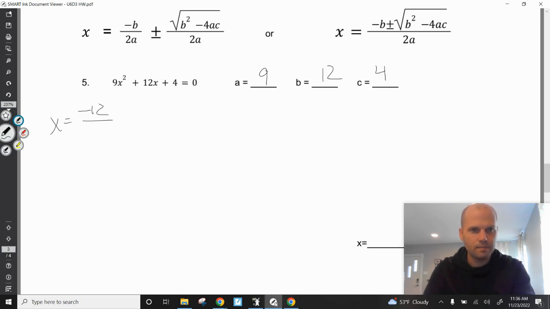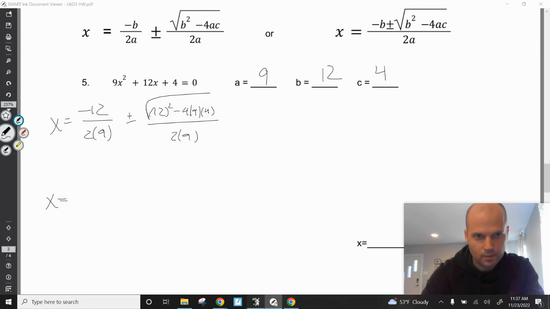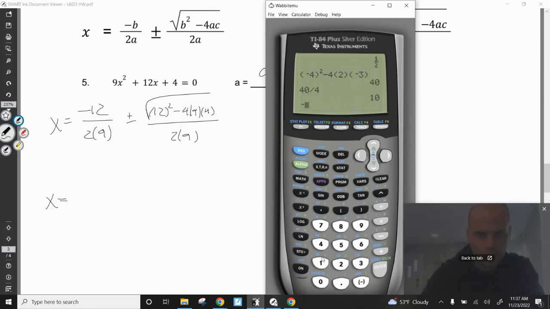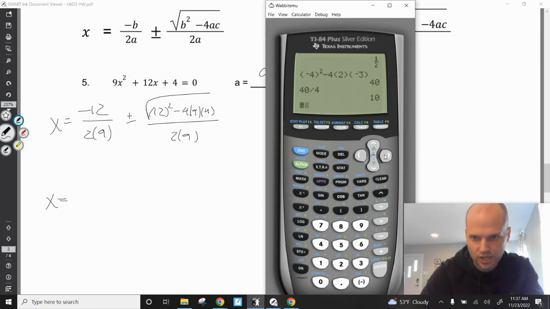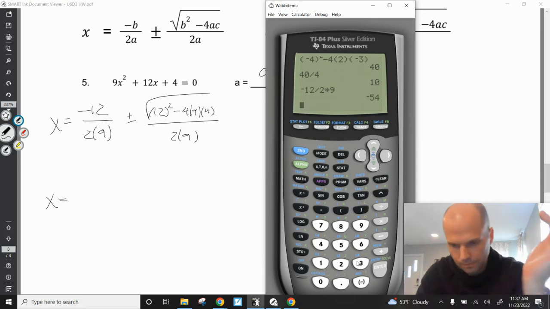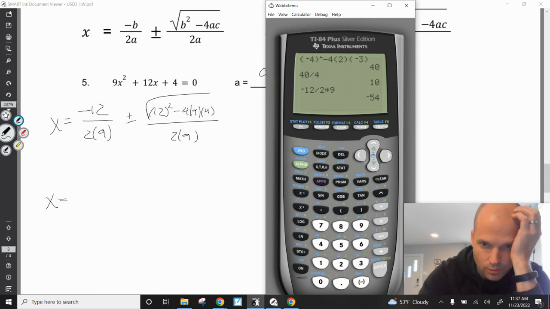Opposite of b over 2a. Ooh. Plus minus square root of b squared minus 4 times a times c, all over 2a. I mean, let's work on the left side here. 2 times, like, here's the example of, don't do that. Wrong. Okay? You either do negative 12 divided by, and in parentheses, 2 times 9, or use your fraction button.